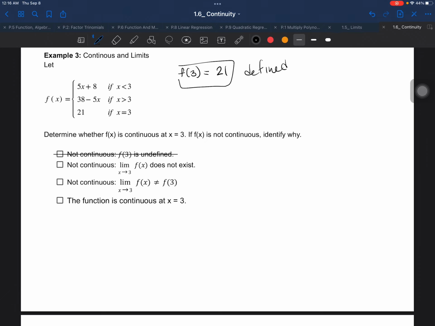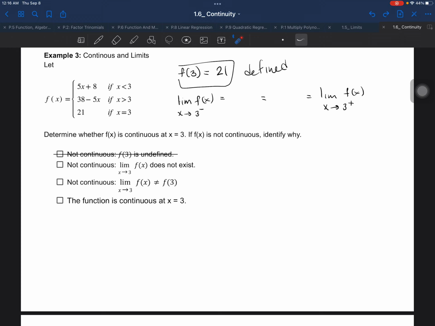So now let's try the next one. Can the limit of f of x as x approaches 3 not exist? Remember how we do that. We have to check the limit of the function as x approaches 3 from the left side, and determine whether this is the same as the limit of f of x as x approaches 3 from the right side. So let's see what happens. What is the limit of f of x as x approaches 3 from the left side?